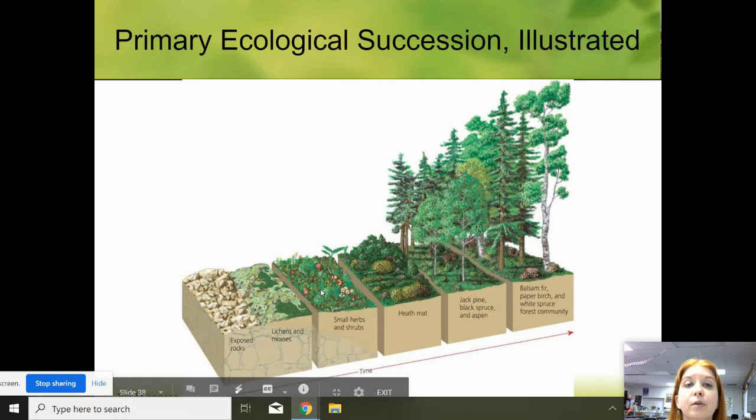So you get small herbs, small shrubs, and then you get bigger things and some basic trees, some simpler trees, and then you'll eventually get your fully formed climax community. So to go from bare rock to that full forest can easily take hundreds, if not thousands, of years.